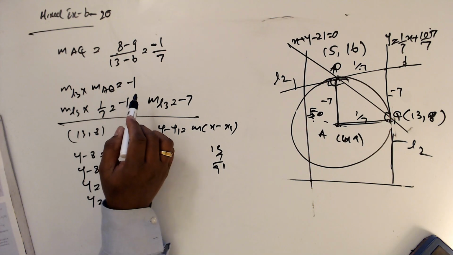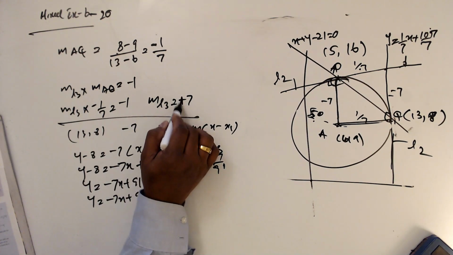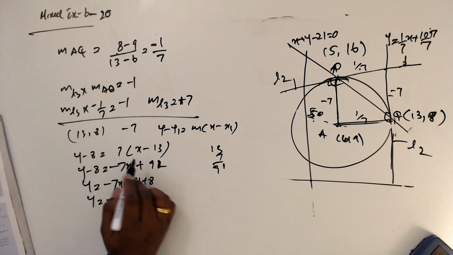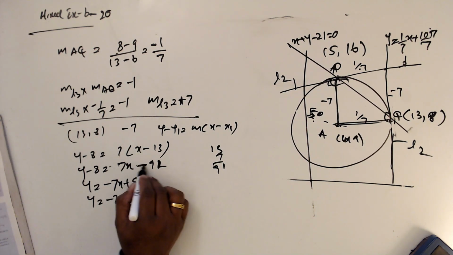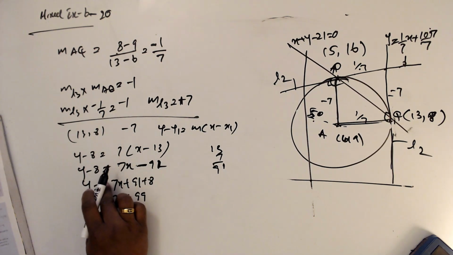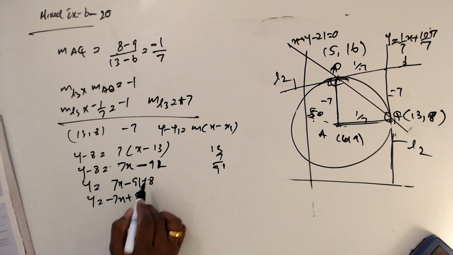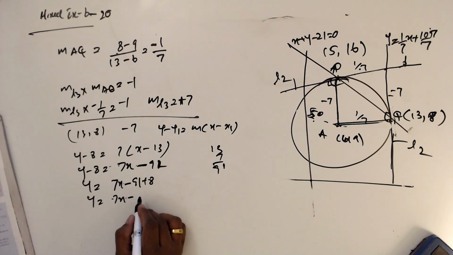So this is minus 1 over, so this is going to be plus 7. So then this is plus 7x minus 91, then plus another 1x minus 91. It means it's going to be 91 minus 8, which is 83.